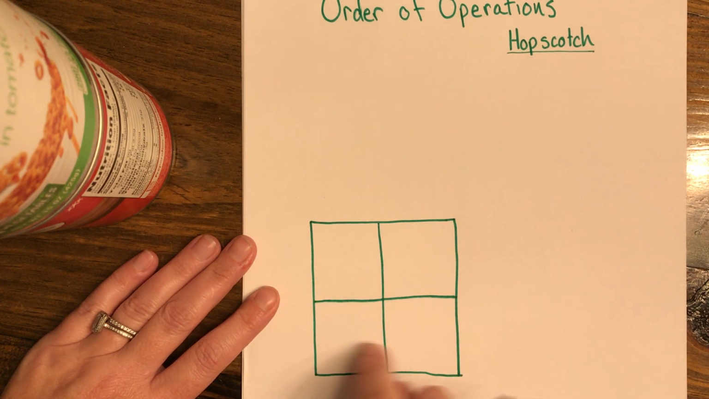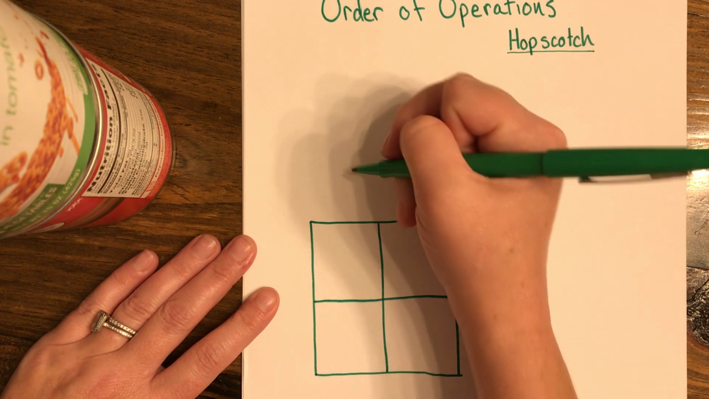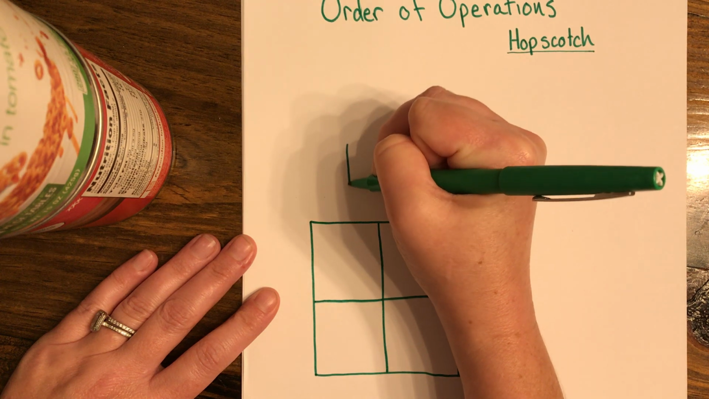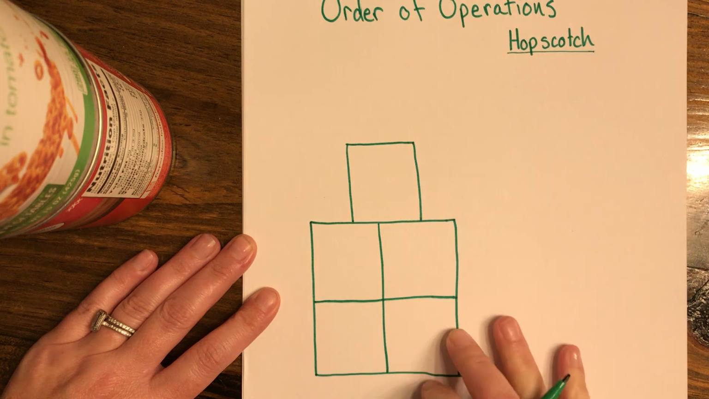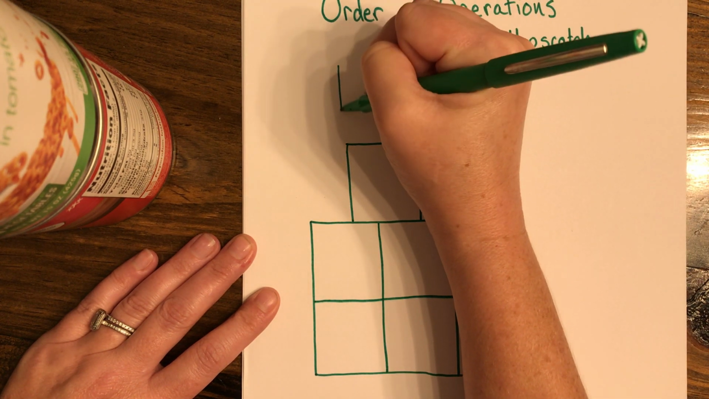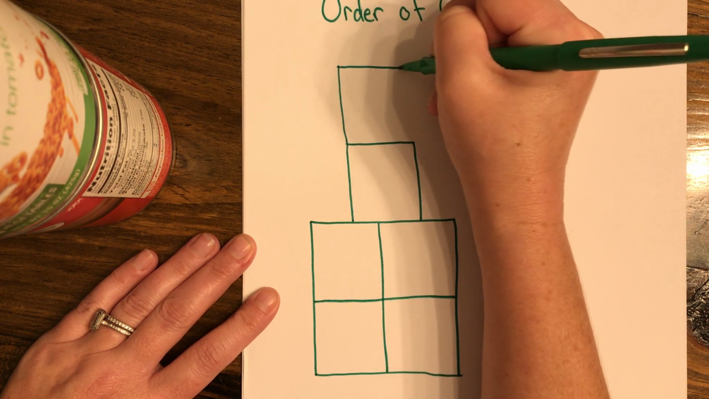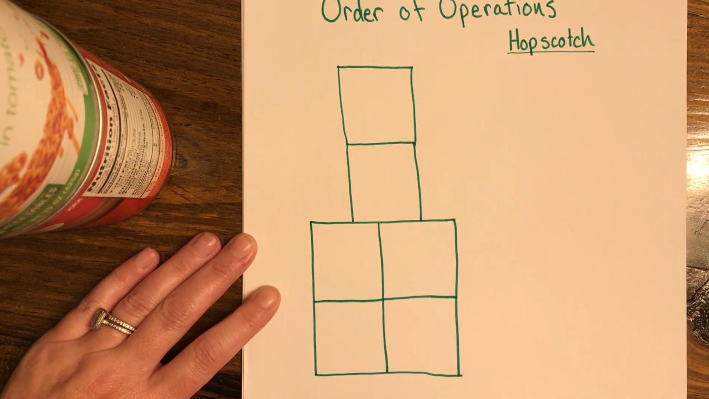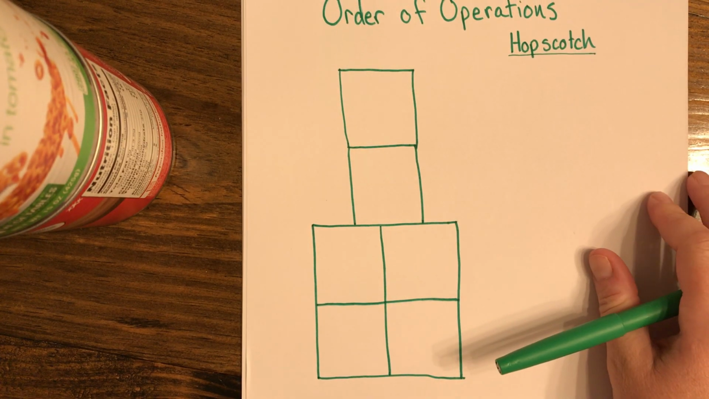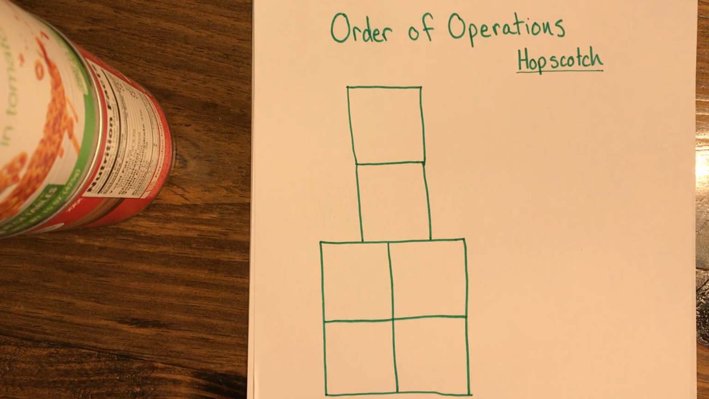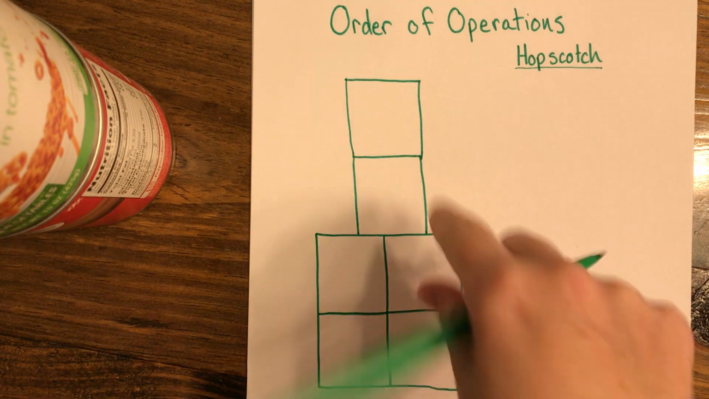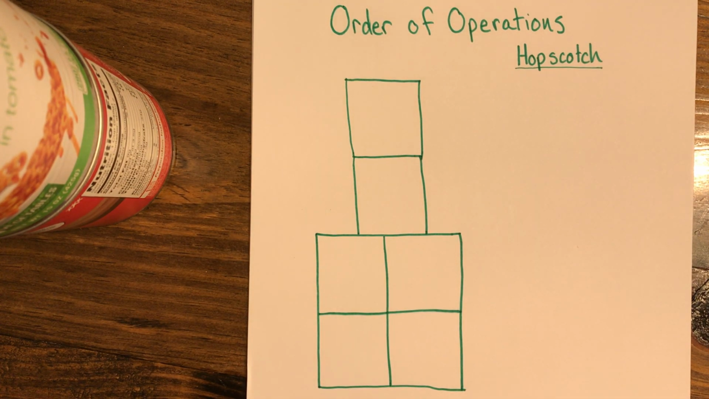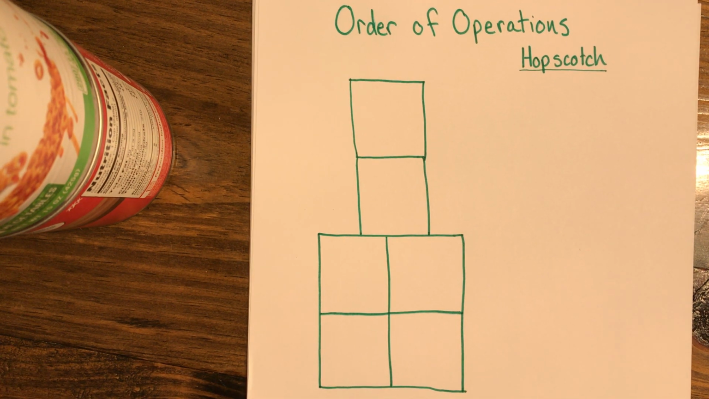Now, about the size of these 4 squares, I want you to make another square just about that size right here, and an additional one right above that right here. So you can see that this kind of looks like a hopscotch board. If you were outside on the playground, a lot of little girls draw them on the pavement there.